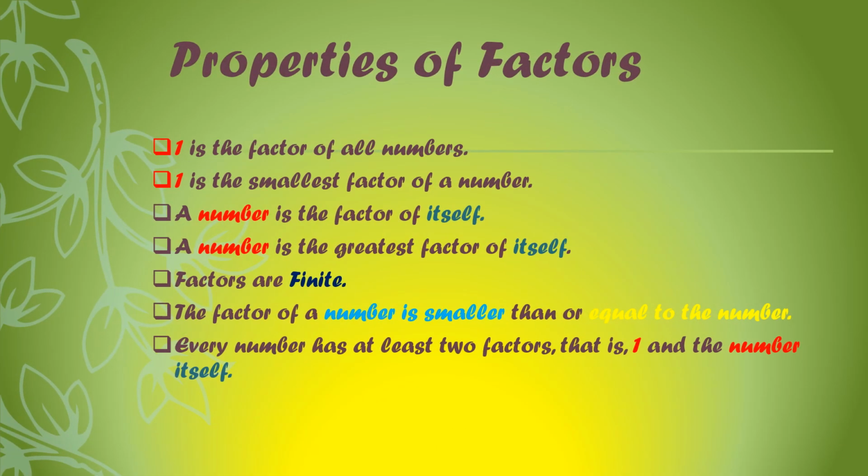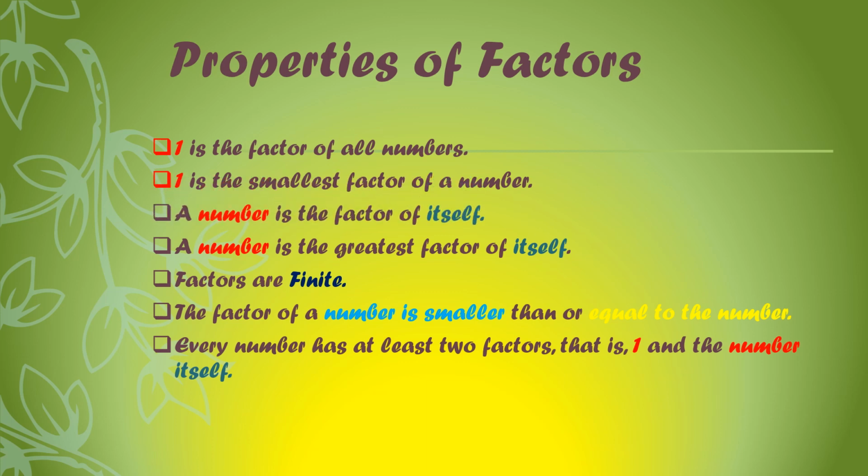Properties of factors. 1 is a factor of all numbers. That means 1 divides all the numbers completely, leaving 0 as remainder, because all the numbers come in the multiplication table of 1. 1 is the smallest factor of a number. Next, a number is a factor of itself.